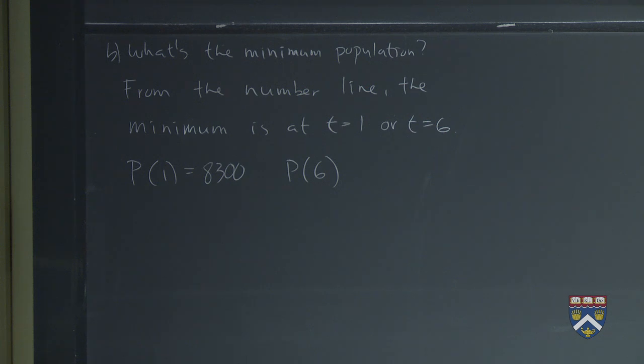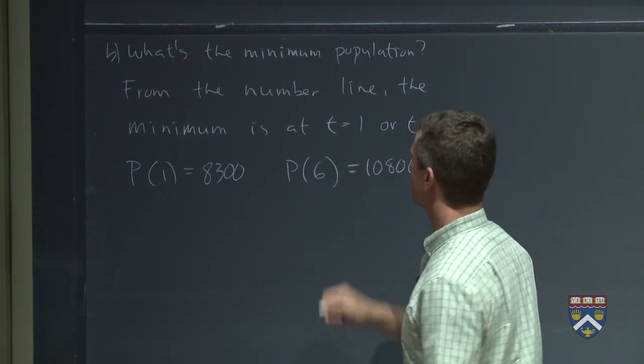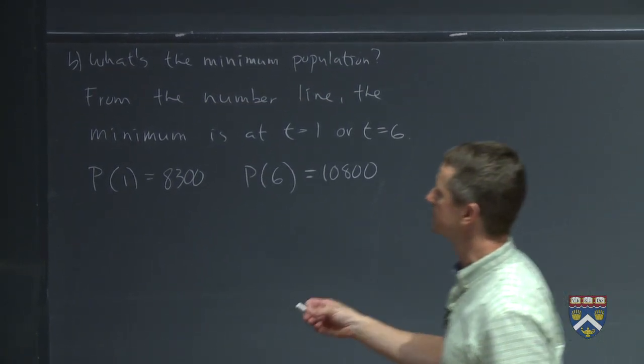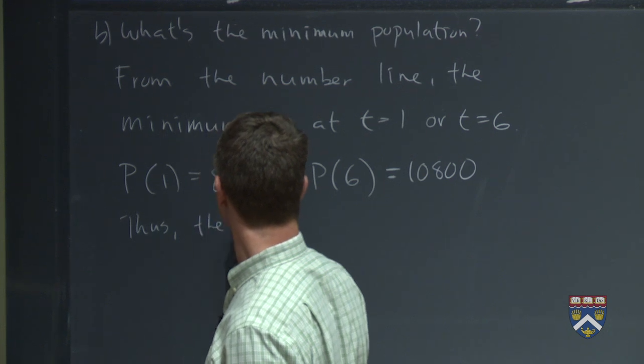What about P of 6? P of 6 should definitely be less than what number? If you look back at the number line, the population decreased from time 5 to time 6. So P of 6 should definitely be less than the population at time 5, which was 11,500. And it is. P of 6 is 10,800. So what's the answer of these two? The lower was 8,300. So that's the minimum population.